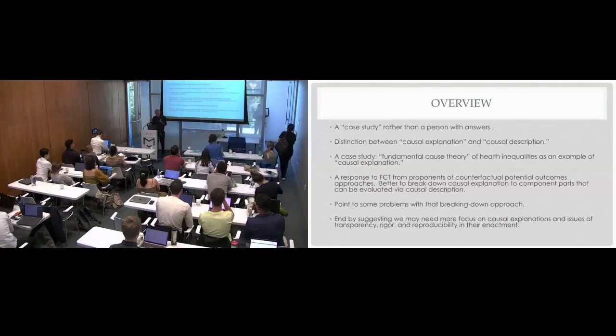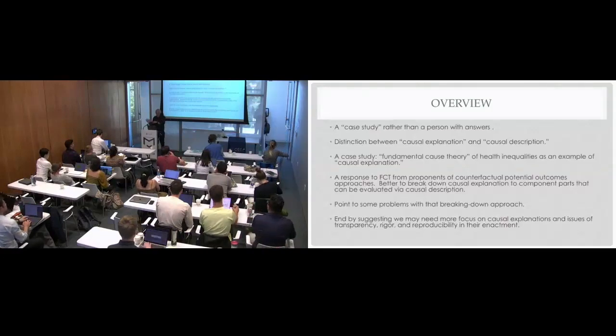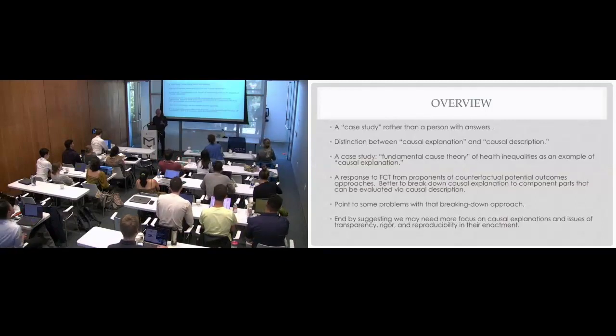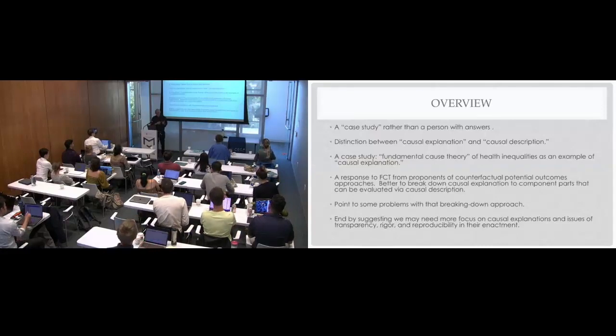This is what I'm gonna do. I'm gonna make a distinction between what we'll call causal explanation and causal description. And then the case study is gonna be one of my causal explanations or theories, fundamental cause theory. And then I'm gonna present a response to the use of my theory by folks who come from the potential outcomes area. Their basic take on my theory is that you really need to break it down into its component parts and that the overall explanation can be sort of left behind.